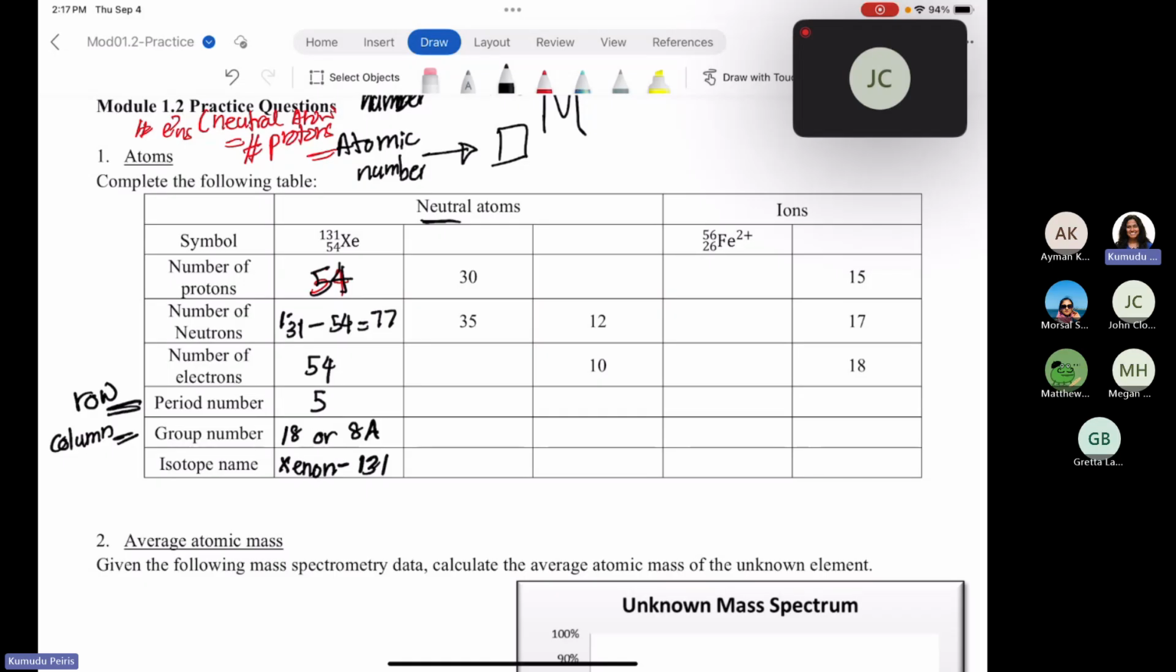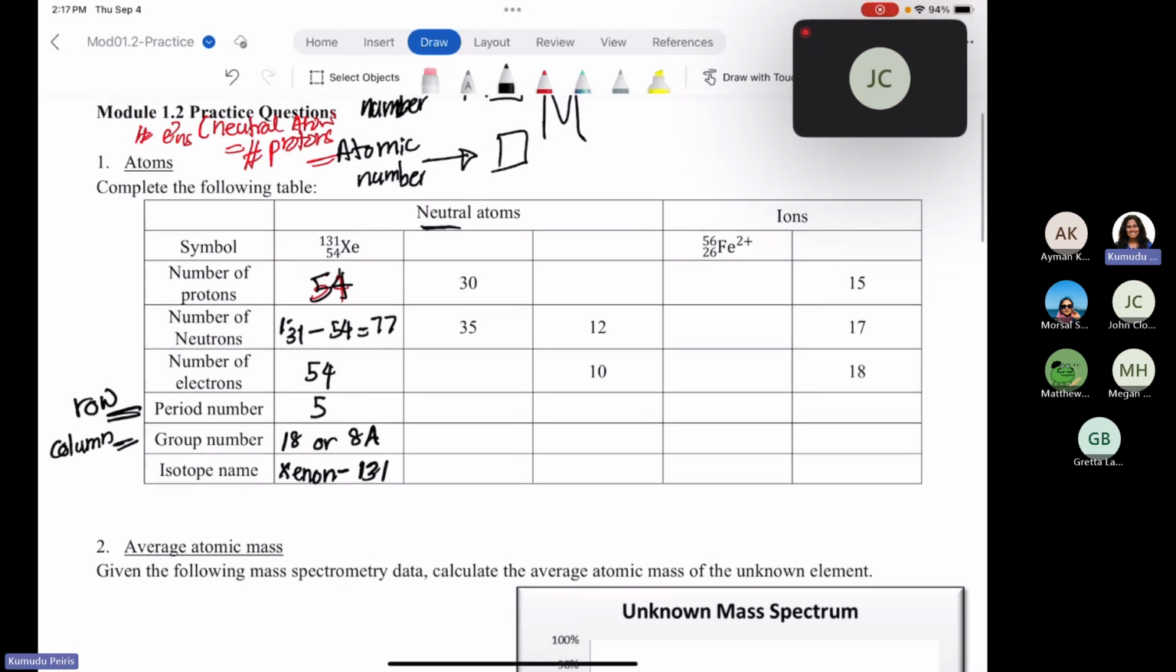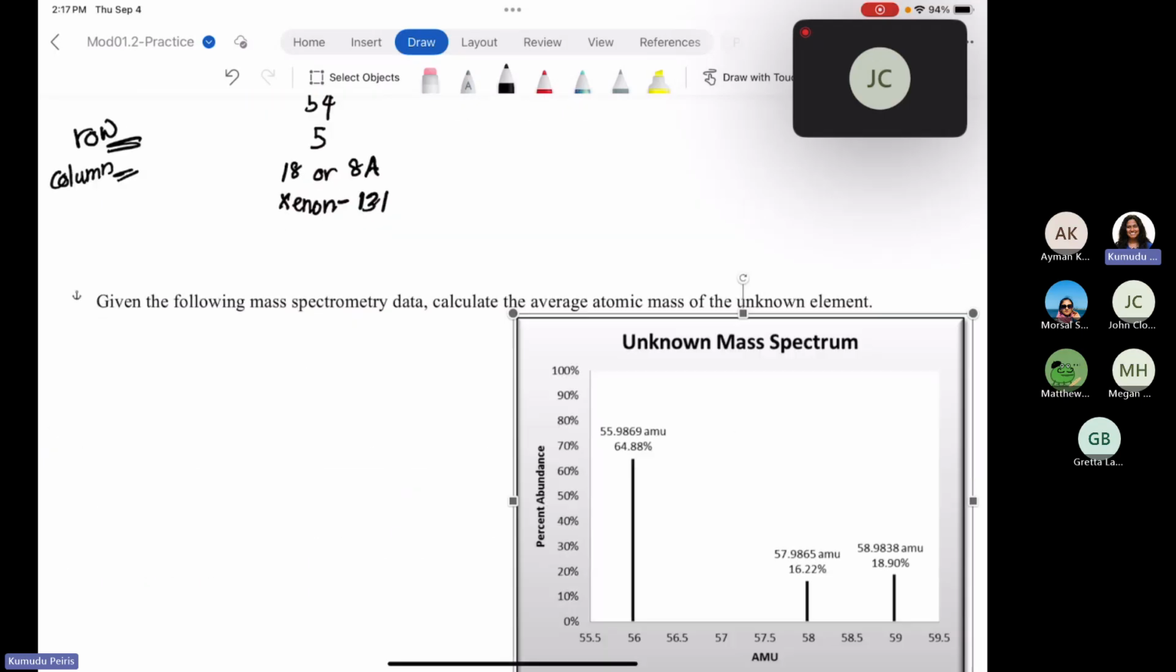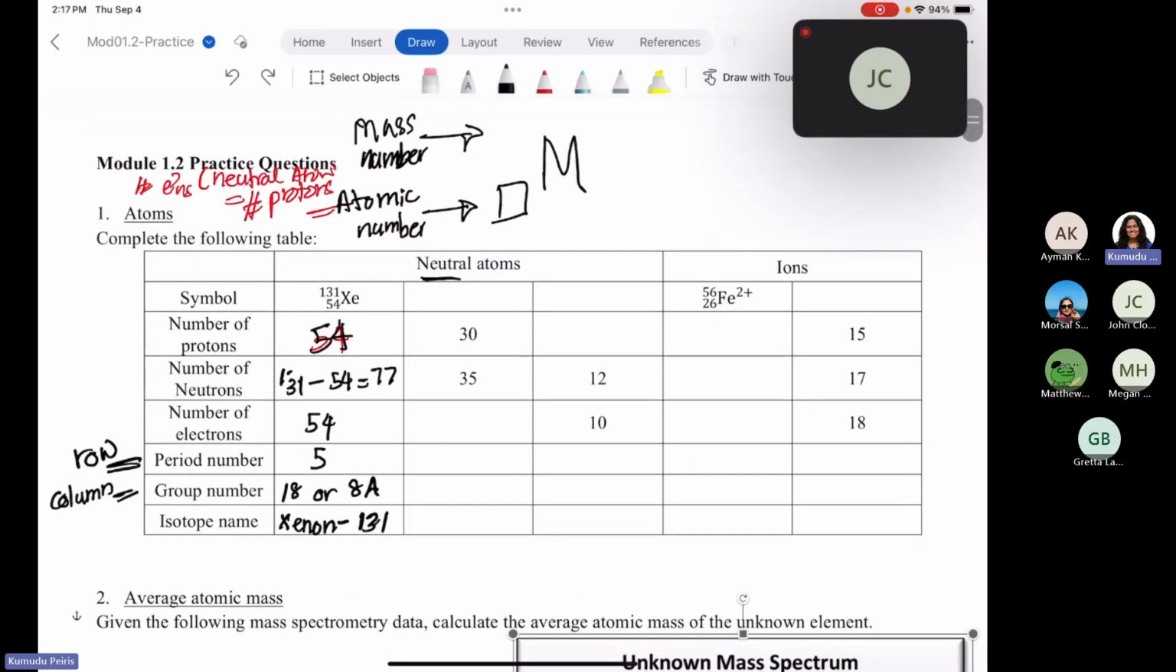Okay, then we'll go to the next one. Now we are not given the symbol. We are given the number of protons and number of neutrons. Since this is a neutral atom, the number of protons will be equal to the number of electrons. So that will be equal to 30.